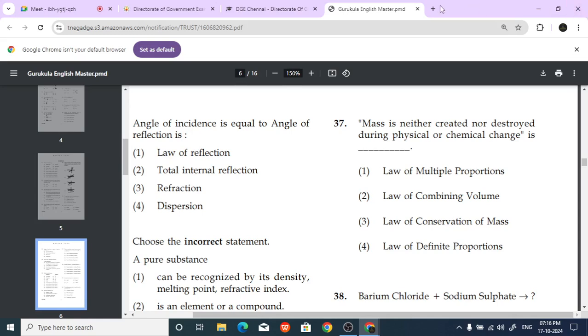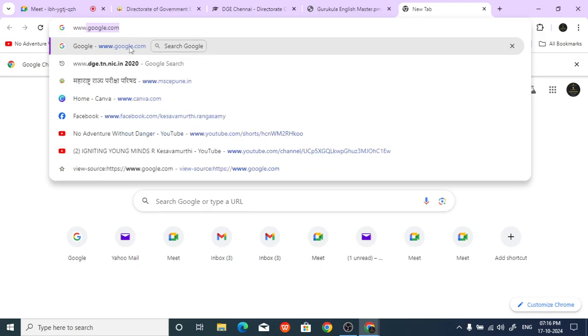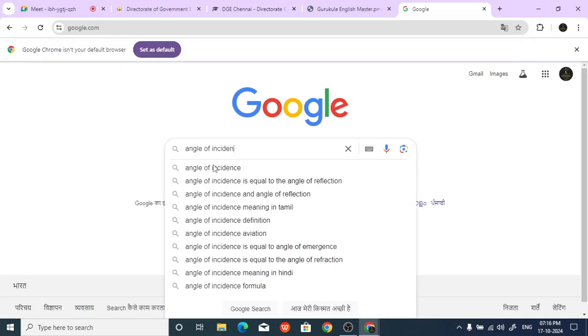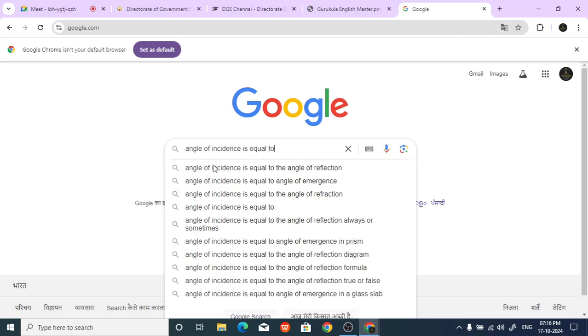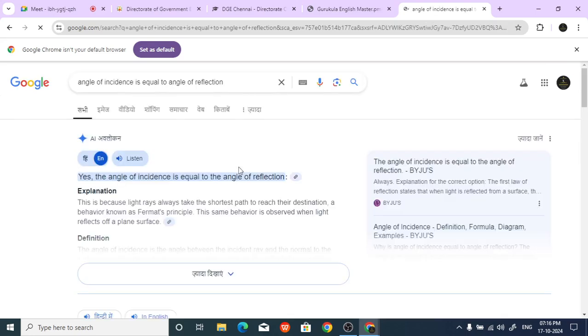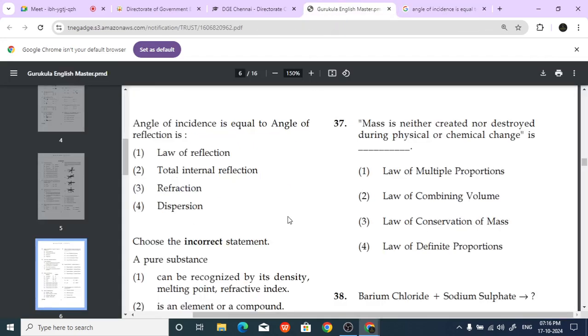Okay, I got confused. So let me go to Google. The first law of reflection states when the light is reflected from a surface, the angle of incidence is always equal to angle of reflection. Yes, it's the law of reflection. Correct. So I go with that. Law of reflection is the right answer.